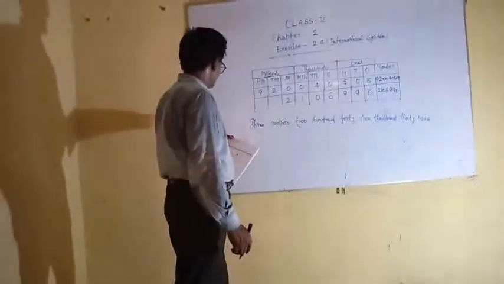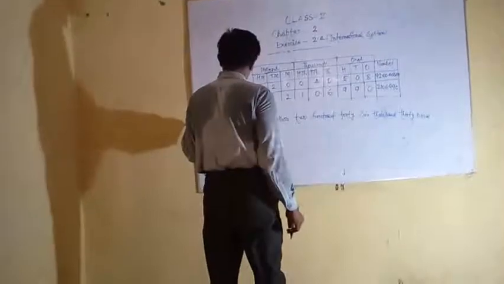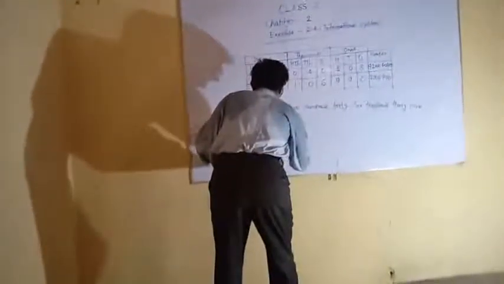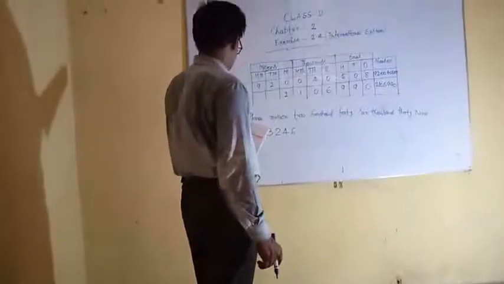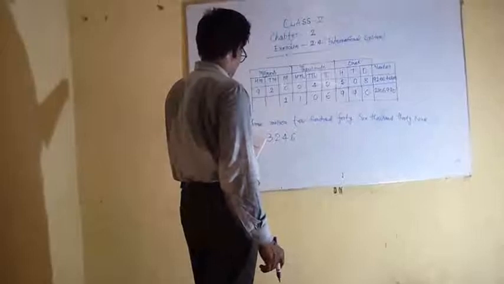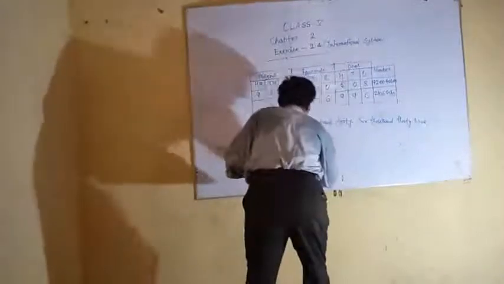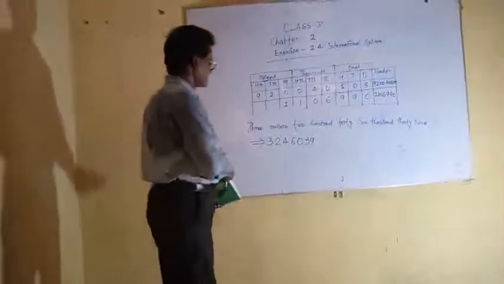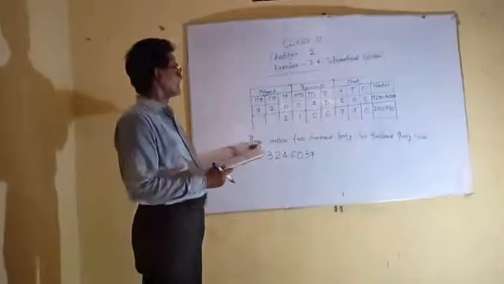3 million 246,000 39. 246,039, in 100 place it is 0. So it can be represented in number as 3246039. Thank you. So you can solve this exercise 2.4 easily. Thank you.